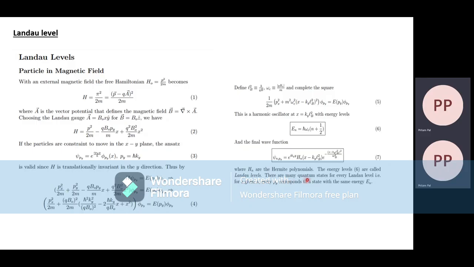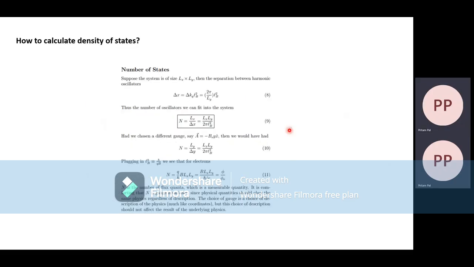So there are many quantum states for every Landau level. That is, for a given n, every Py corresponds to a state with the same energy En. So please remember these two formulas. These are very important for this topic. Now, this is also very important: how to calculate the density of states.